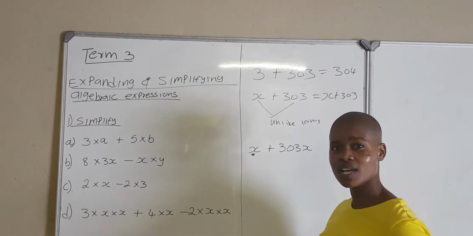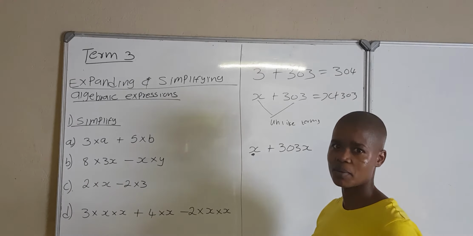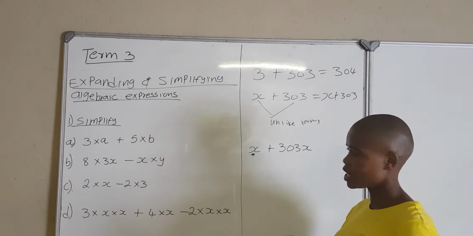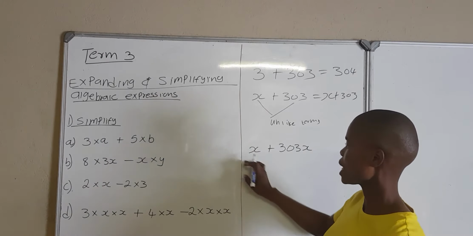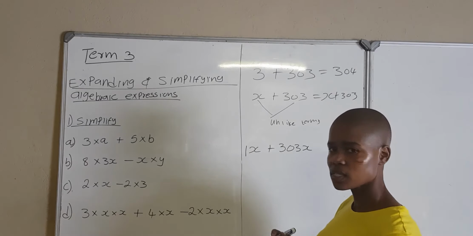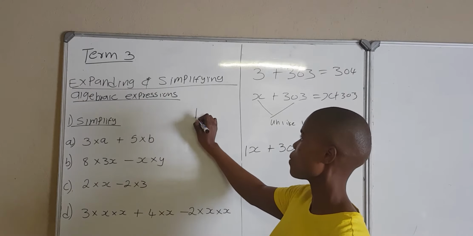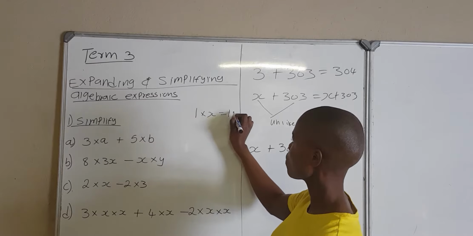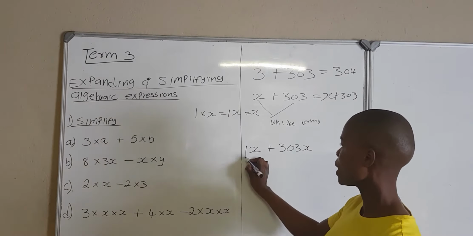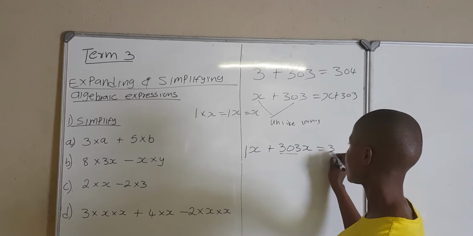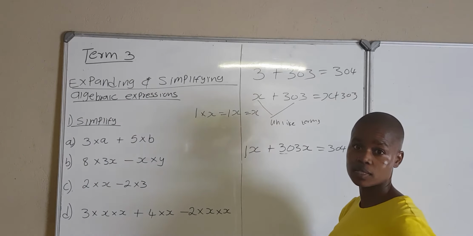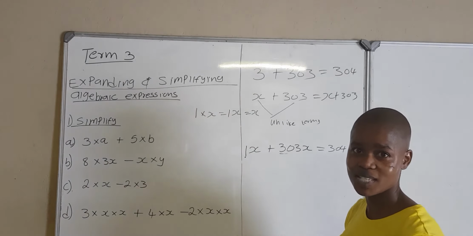Remember, the coefficients of a variable are the numbers that multiply a variable or that divide a variable. Okay, so in this case I have got x and the coefficient of x will be 1. Why does it have to be 1? Because when I multiply 1 with x, it gives me 1x, which is the same as x. So I'm going to add 1 with 303 and then I just keep the x. Then I have 304x. Does that make sense?